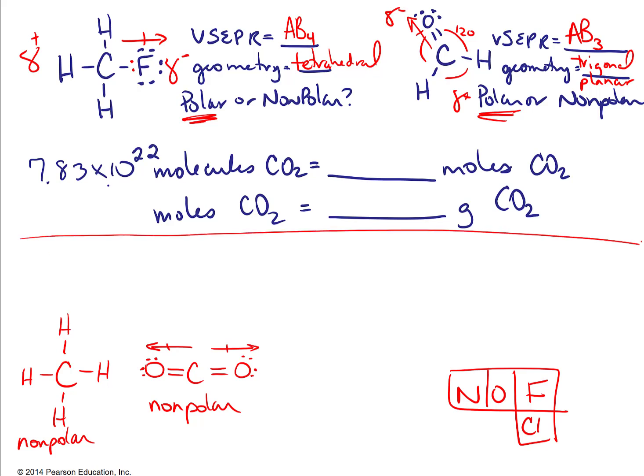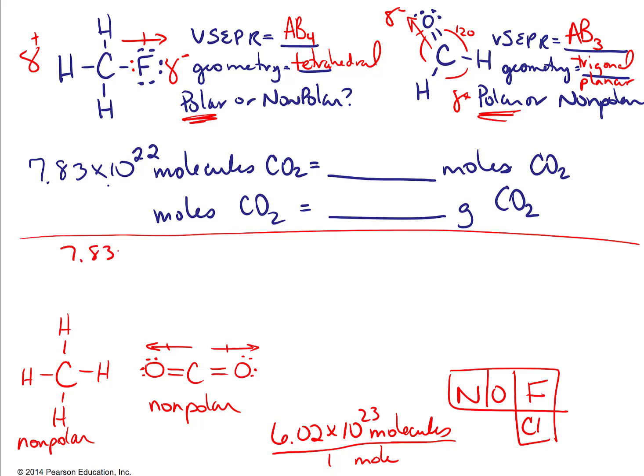Okay, so last big challenge, then we're going to move on. 7.83 times 10 to the 22nd molecules of carbon dioxide is how many moles? Well, carbon is 12, right? But if we have molecules and moles, what do you need to use? That's grams and moles. Oh, we gotta use Avogadro's number. So 6.02 times 10 to the 23rd molecules is 1 mole. So if you see molecules and moles, it's just a single step.